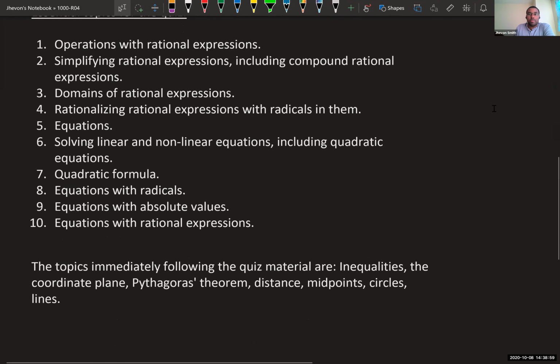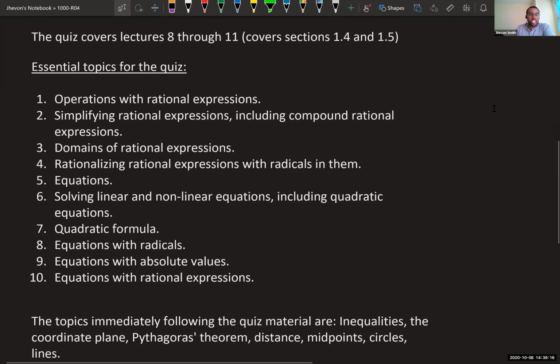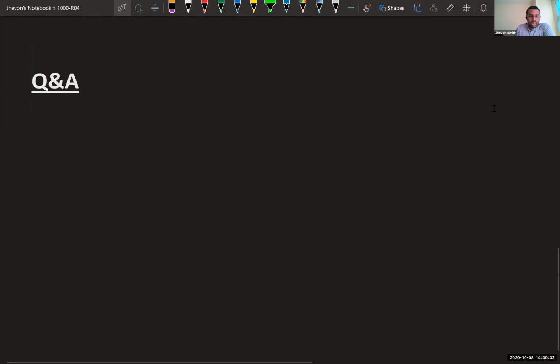The topics immediately following, the topics after lecture 11, would include things like inequalities, the coordinate plane, Pythagoras' theorem, distance and midpoints between two coordinates, circles and lines. If you have covered all these topics and you feel really solid and confident and you want to take a crack at the bonus problems, chances are I'm going to ask you questions about some or all of those topics. That's really extra. It's icing on the cake if you want a shot at getting more than 100% on a quiz. That being said, let's go into the Q&A.